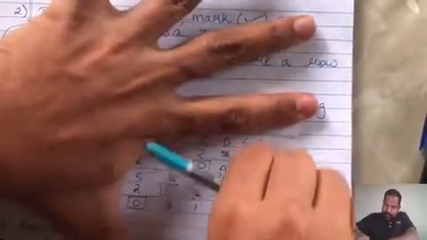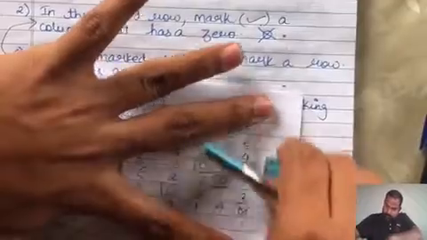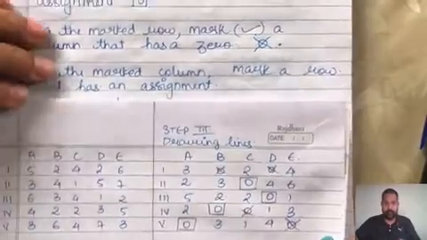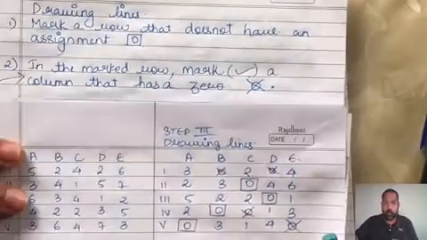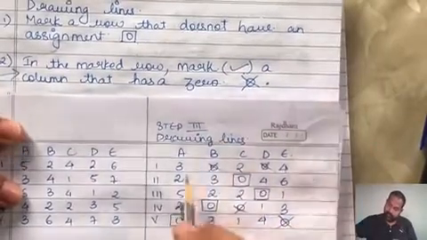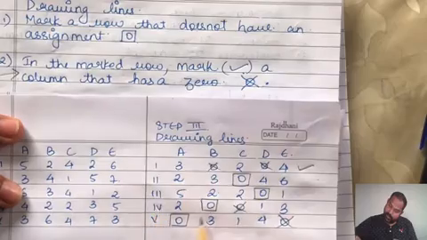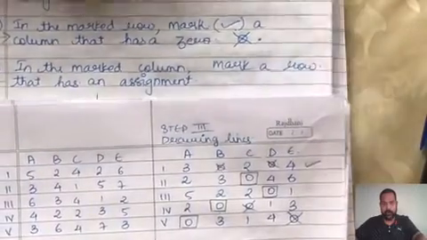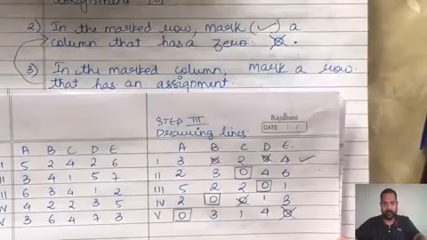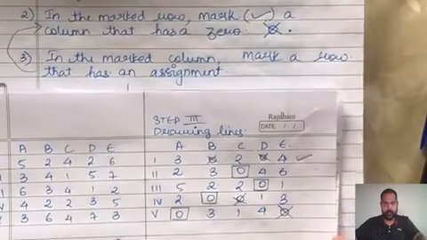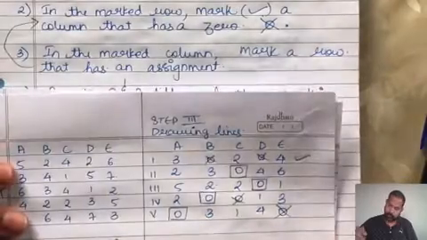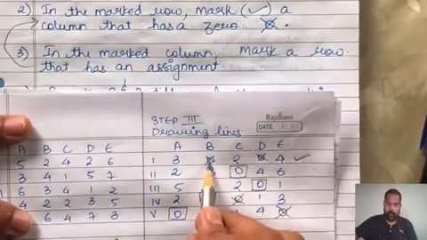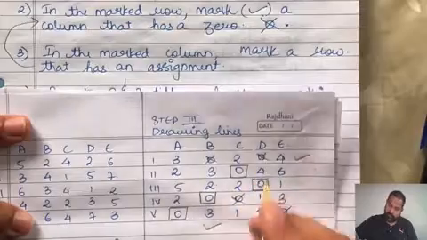So let me repeat this for you. Mark a row that does not have an assignment. So, does not have an assignment. And just one row, done. Now after that we only have to repeat 2 and 3 over and over again. In the marked row, mark a column that has a 0. This column has a 0. This column has a 0. Done.